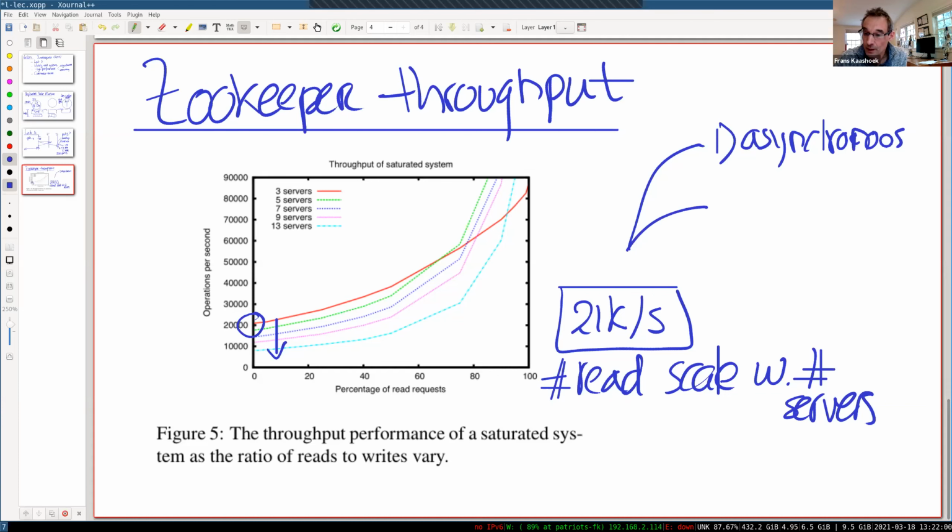And then the second thing is they do something special for read operations. They allow read operations to be processed by any server.